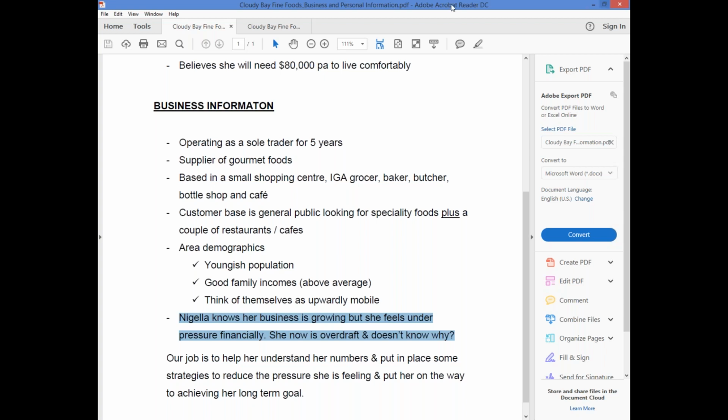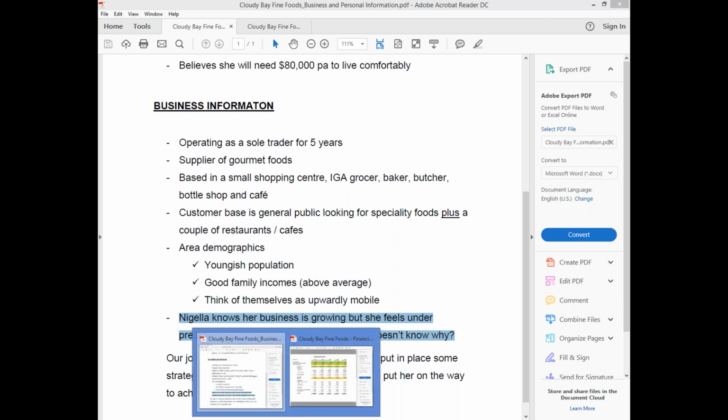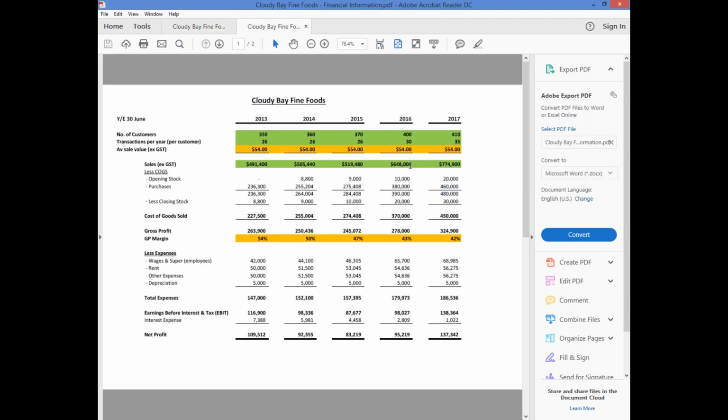So our job today is to understand her numbers and help her understand them, and we're going to put in place some strategies to help reduce the pressure she's feeling and put her on the way to achieving her long-term goals. So, a bit of a look at her financial statements.